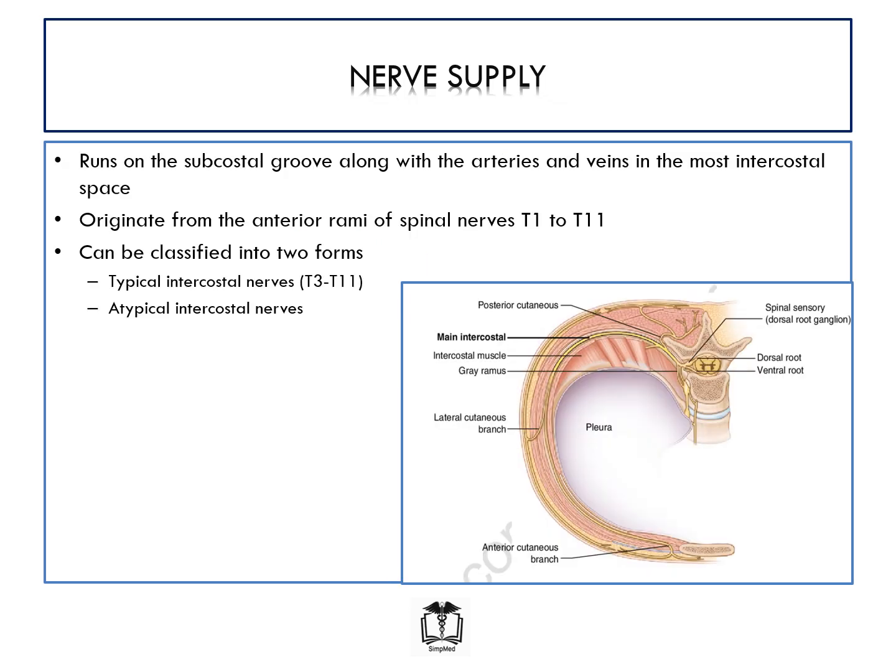Let's talk about the nerve supply to the thoracic cage, the nerve supply to the thorax. Just like we had the arteries and the veins running in the subcostal groove, we also have the nerves running in the subcostal groove. The intercostal nerves all originate from the anterior rami of the spinal nerves from T1 all the way down to T11. So we have a total of 11 intercostal nerves.